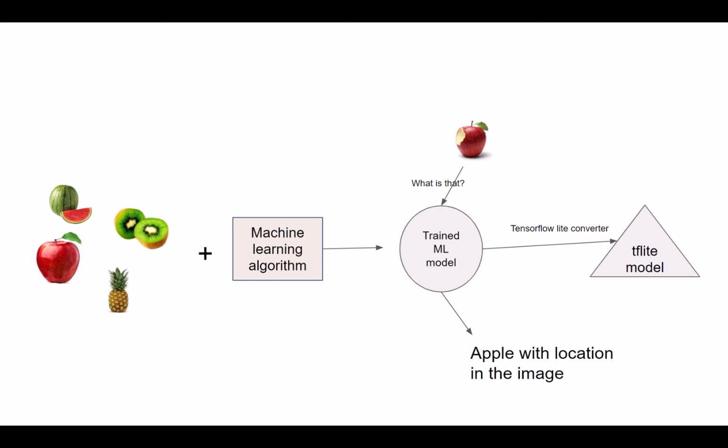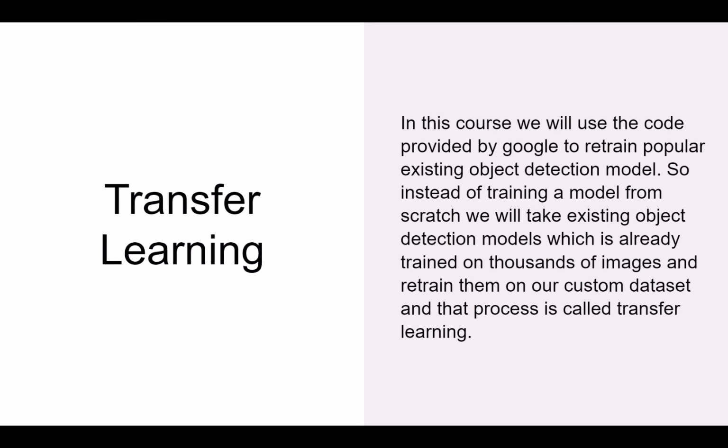As I already mentioned in this course, this machine learning algorithm is a code provided by Google to retrain popular existing object detection models. So instead of training a model from scratch, we will take existing object detection models which are already trained on thousands of images, and we will retrain those models on our custom dataset, and that process is called transfer learning.